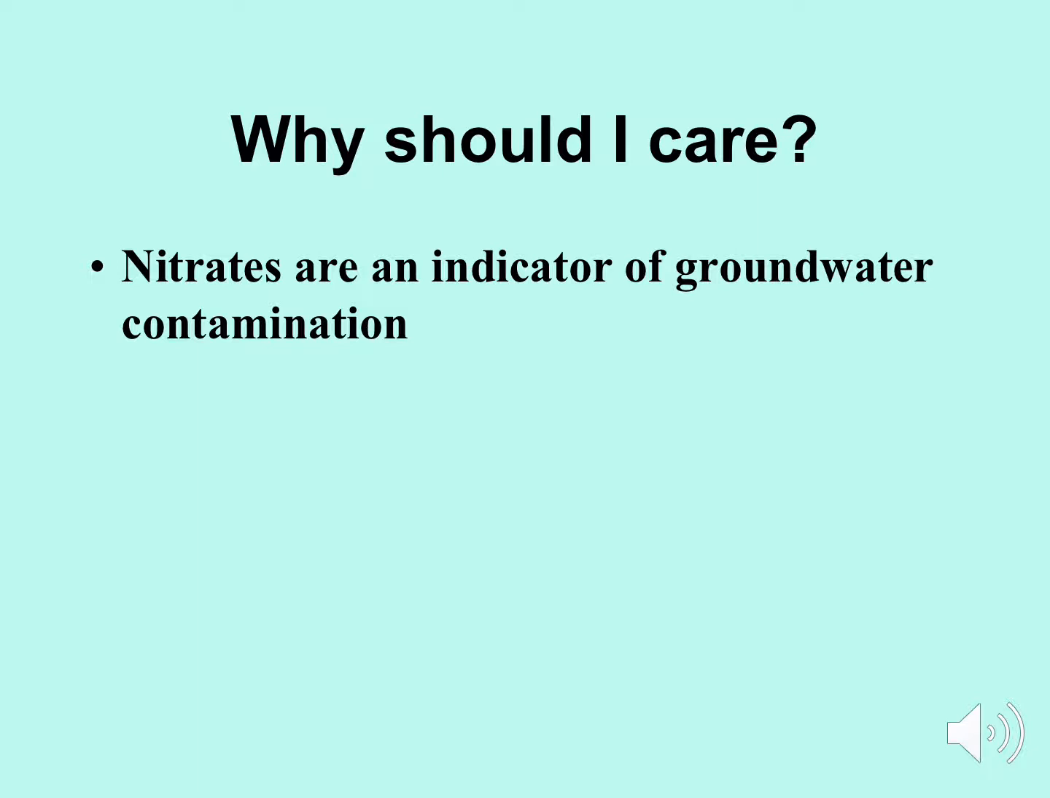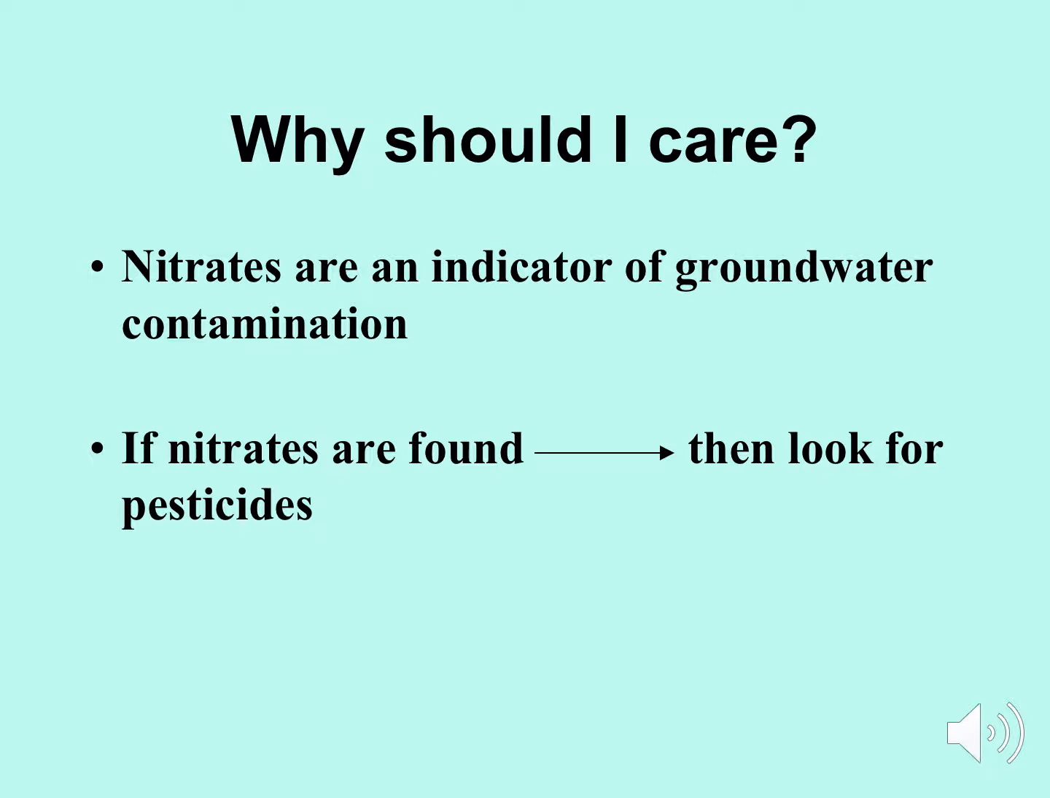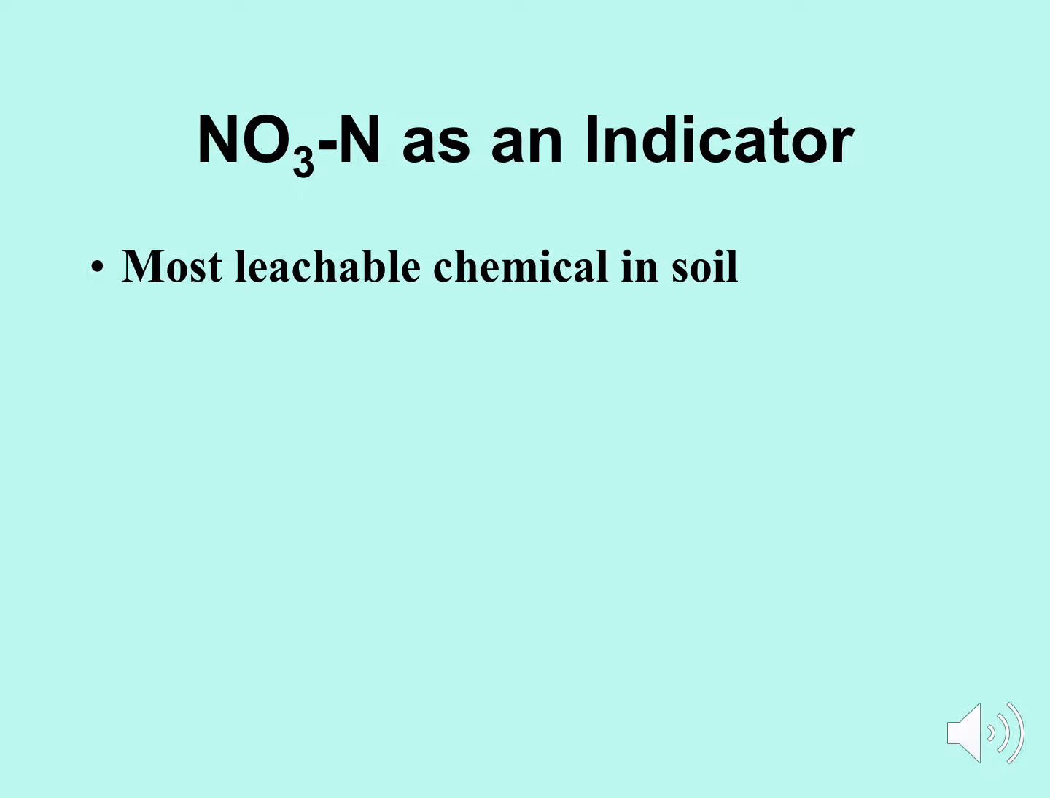If you test your groundwater for contaminants, if you find nitrates, you probably ought to look for other contaminants. If you don't find nitrates, your groundwater is probably in pretty good shape. And that's simply because nitrates are an indicator. If you find nitrates, then you probably should look for other chemicals in your groundwater. And we say it's an indicator chemical for several reasons. First of all, it's the most leachable chemical in the soil. So if something's going to get to groundwater, it's going to be nitrate because it moves very easily, and we use a lot of nitrogen fertilizers.